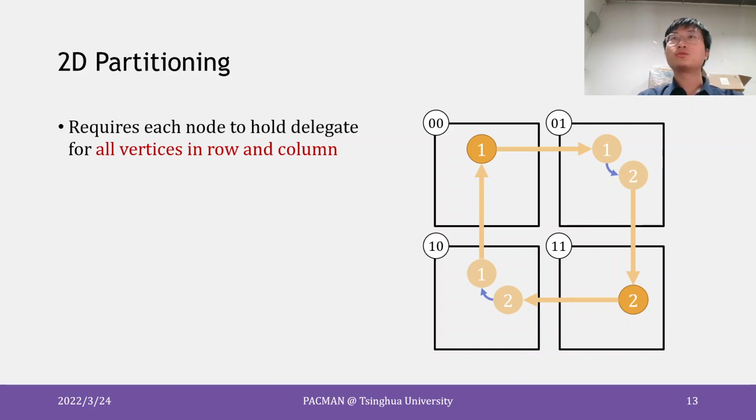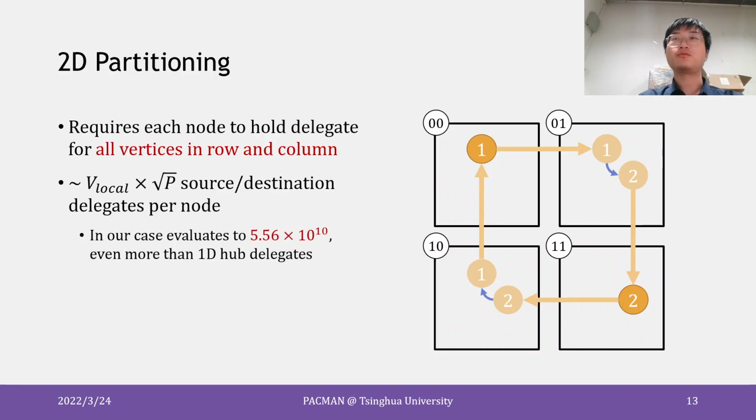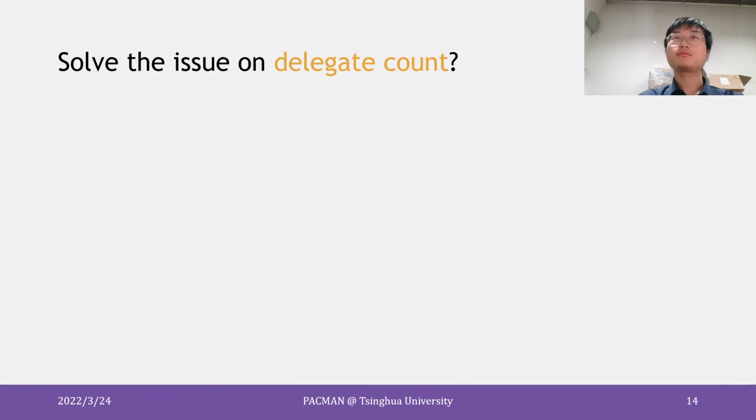It's equivalent to setting delegates for vertices on rows and columns, so that the delegate count per node is approximately the local vertex count multiplied by the square root of p, which is the processor count. In our case, it grows even further to 55 billion. Then the question becomes how to solve the issue on delegate count while retaining the benefits on communication and load imbalance.